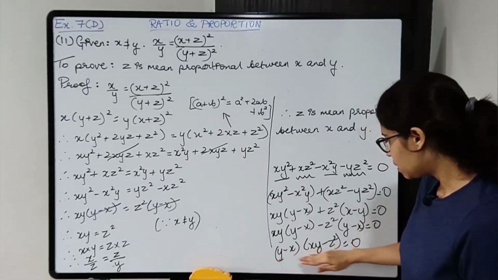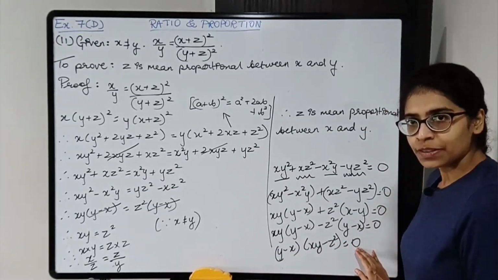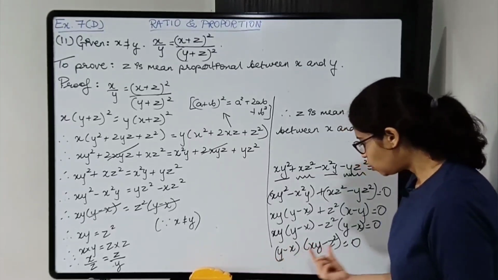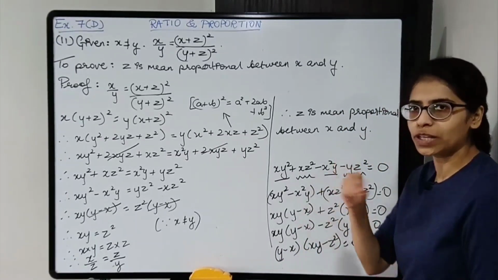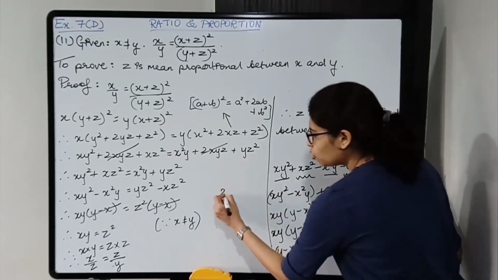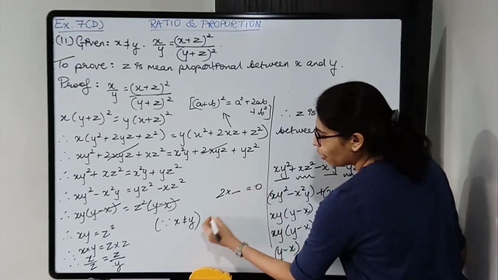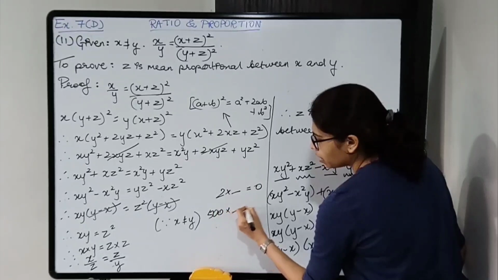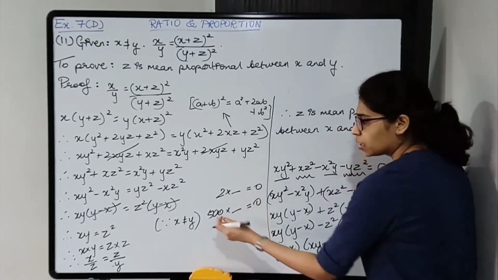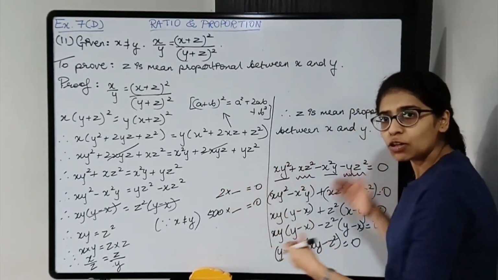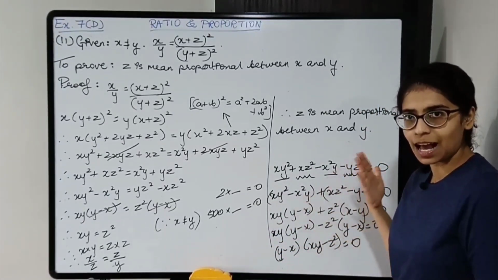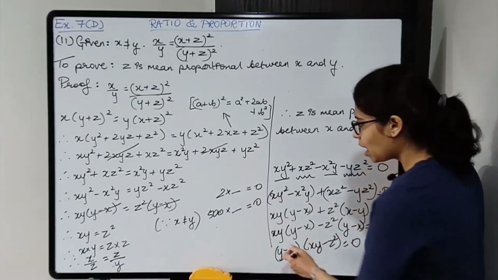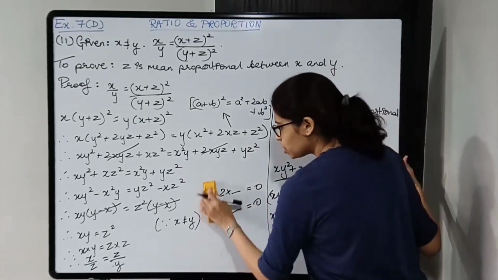Product of two brackets is equal to 0, so either this is 0 or this is 0. Product of two brackets is 0, मतलब कोई एक 0 होना चाहिए. If I have 2 into something equal to 0 or 500 into something equal to 0, it means that the number into 0 will only give me 0, है ना. तो either this is 0 or this is 0, one of these has to be 0. So either y minus x is equal to 0.